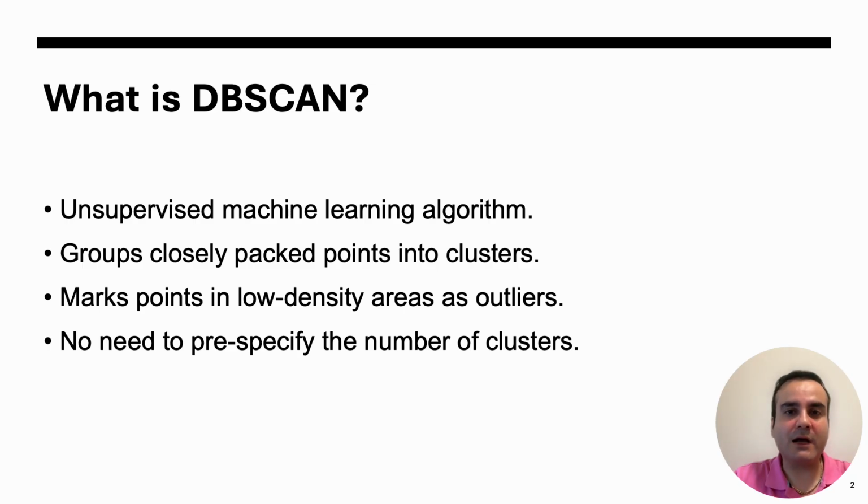DBSCAN is a type of unsupervised machine learning algorithm, meaning we don't tell it what the clusters should look like. Instead, it groups together points that are densely packed and labels sparse points as noise. A key advantage is that we don't need to specify the number of clusters, unlike some other techniques like k-means, which makes it particularly powerful for messy or complicated data.